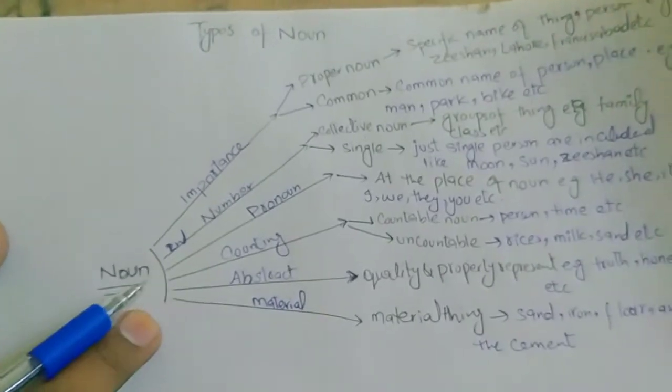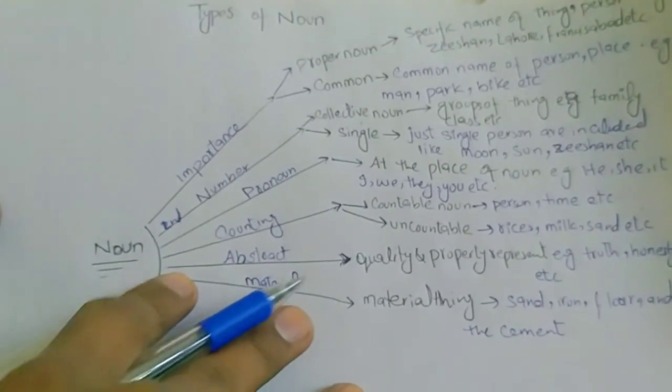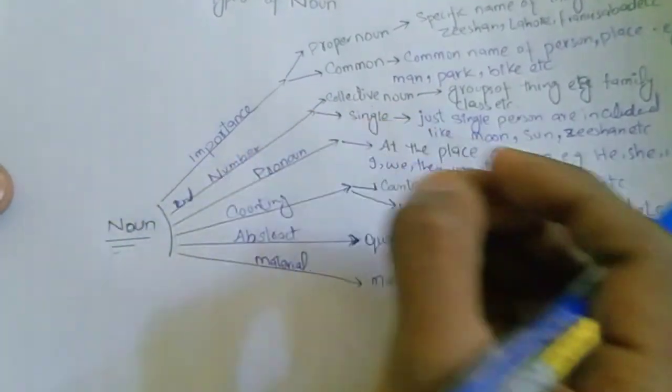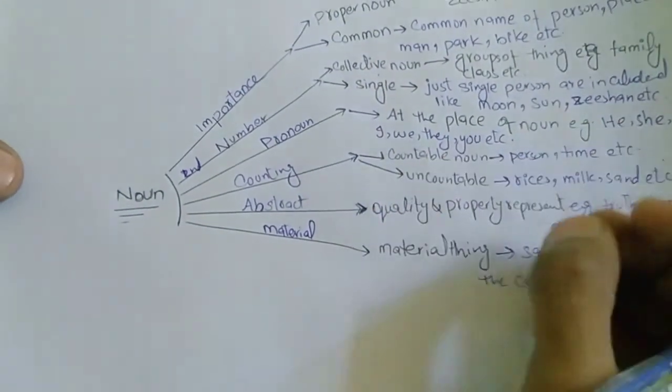This is the basic types of noun which has been shown to you in this flowchart. Now we will discuss about the other parts of speech in our next lecture.